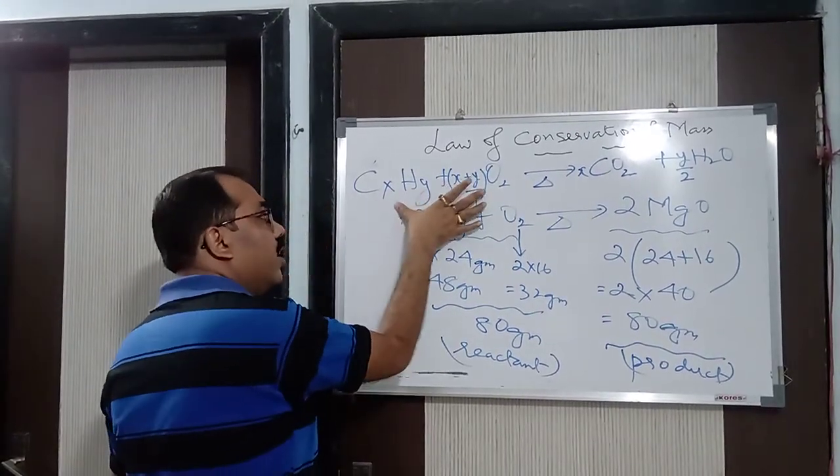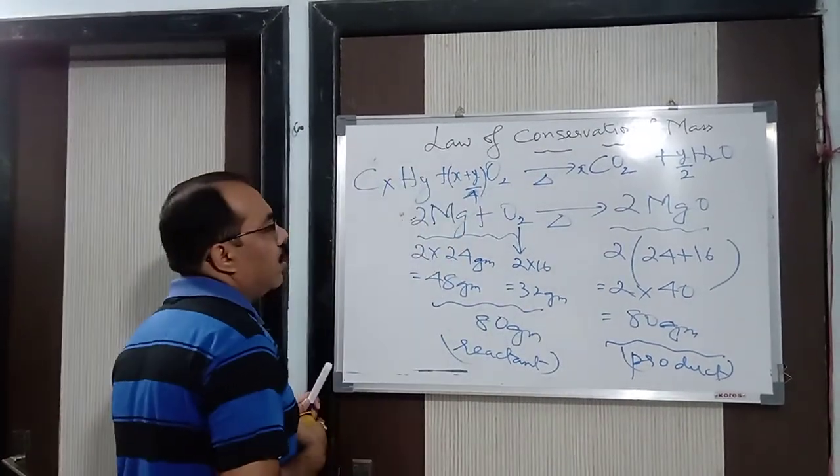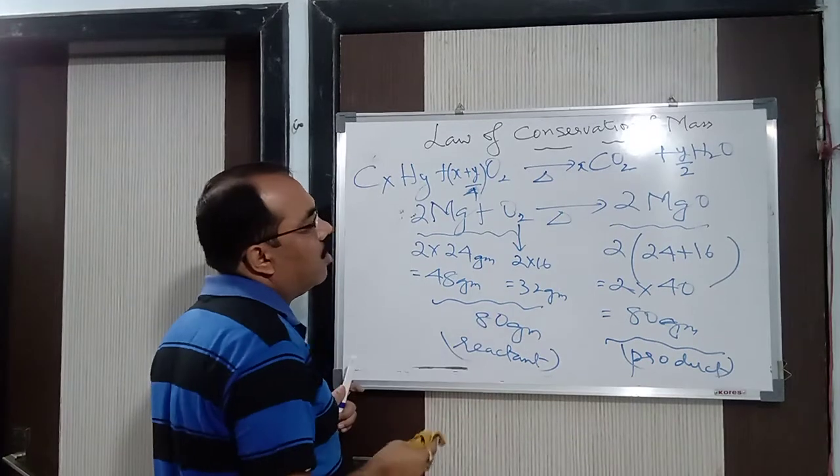So always the total weight of the reactant is equal to that of the product. We can say that. Clear? Okay, fine. So in this way, this is your law of conservation of mass.